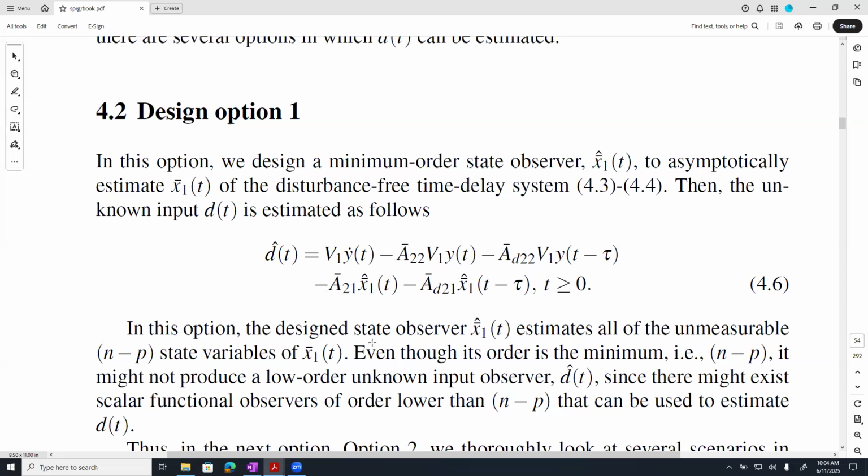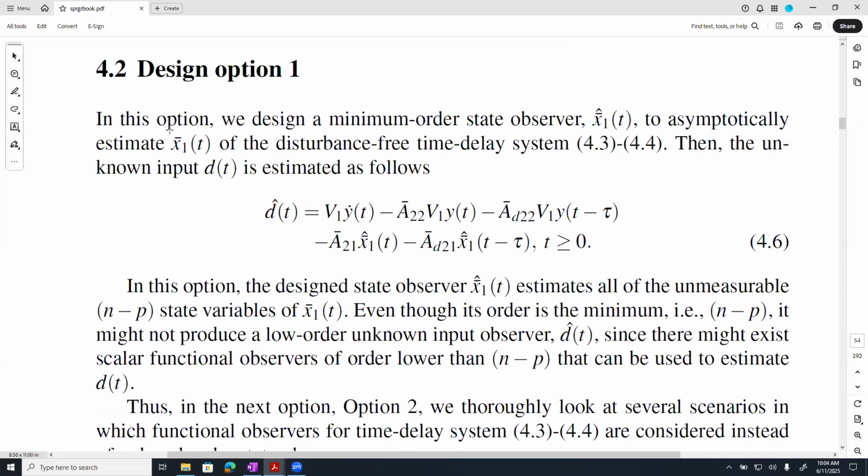We know that the order for estimating this entire vector is n minus p if it exists. But there might be possible functional observers that would give us a lower order than that, or even when we do the estimation directly, that might give us an even lower order. So this option itself, even though it is reasonable, does not give us a good simplified observer scheme for the unknown input estimation.